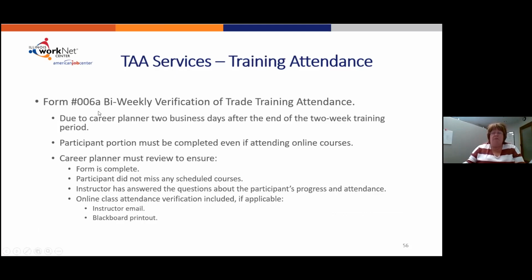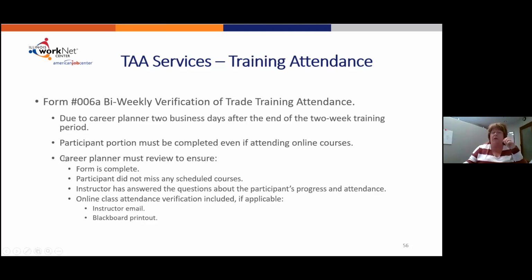So during training for a participant, they have to do a biweekly verification of trade training attendance. That's the Form 6A. Most of you have probably seen it. It is due to the career planner 2 business days after the end of the 2-week training period. The participant portion of that, which is all the information at the top. There's a couple questions they have to answer. The courses should be listed on it, and their signature must be on it. That has to be completed and submitted, even if the participant is only attending online courses. So that is very important.